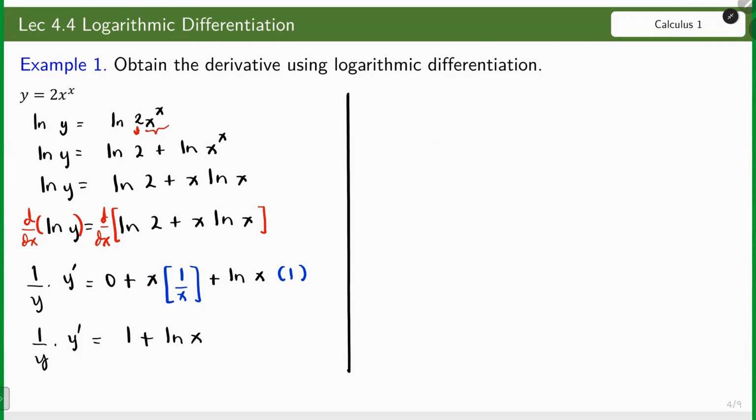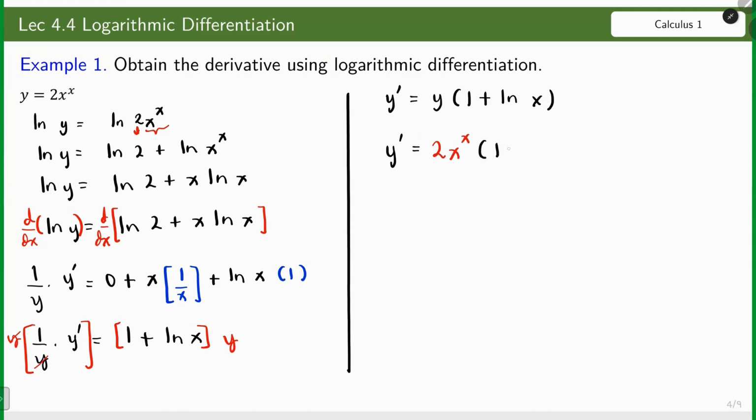Multiply both sides of the equation by y, because the only thing that should be left on the left side should be y prime only. We have y prime is equal to y times 1 plus ln of x. Substituting back y is the original given. So we have here y prime is equal to 2x raised to x times the quantity 1 plus ln of x. This is now the final answer.